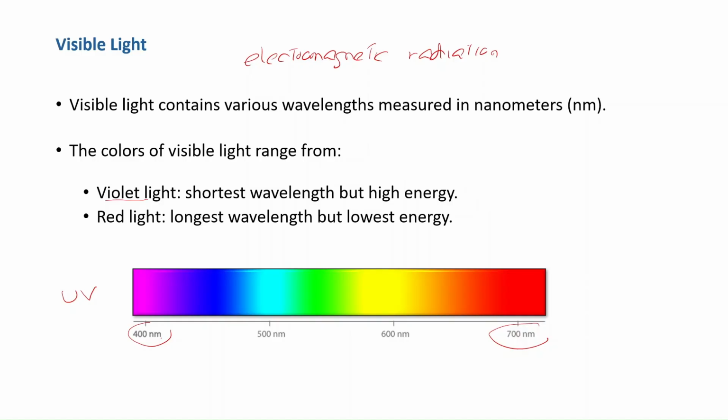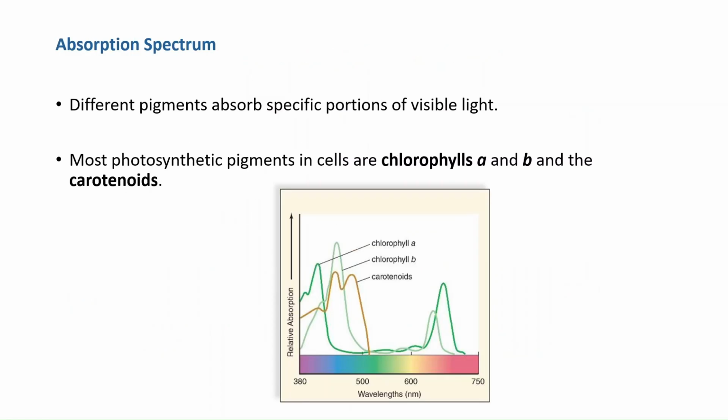Okay? On the opposite end, you have red light that has low energy. So under this, you have the infrared. That's what you use as heat lamps. Okay? But the visible light goes between the violet and the red.